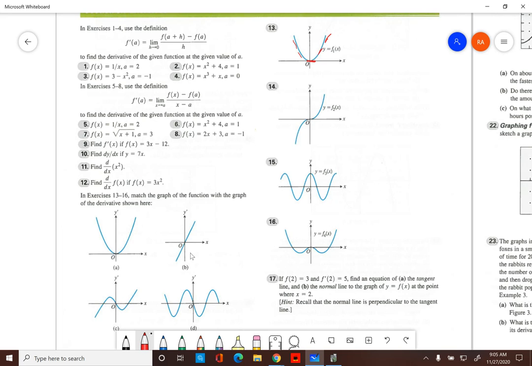So where do I see that? Well, right here. I'm seeing negative values, and then a 0 value, and then positive values. Again, the y values on this graph tell me the slope of the tangent line on this graph here.